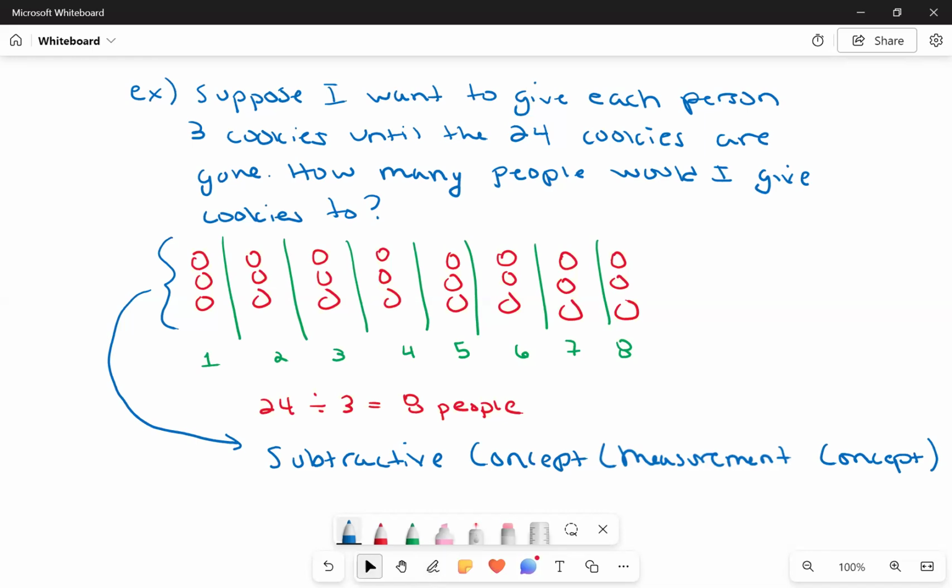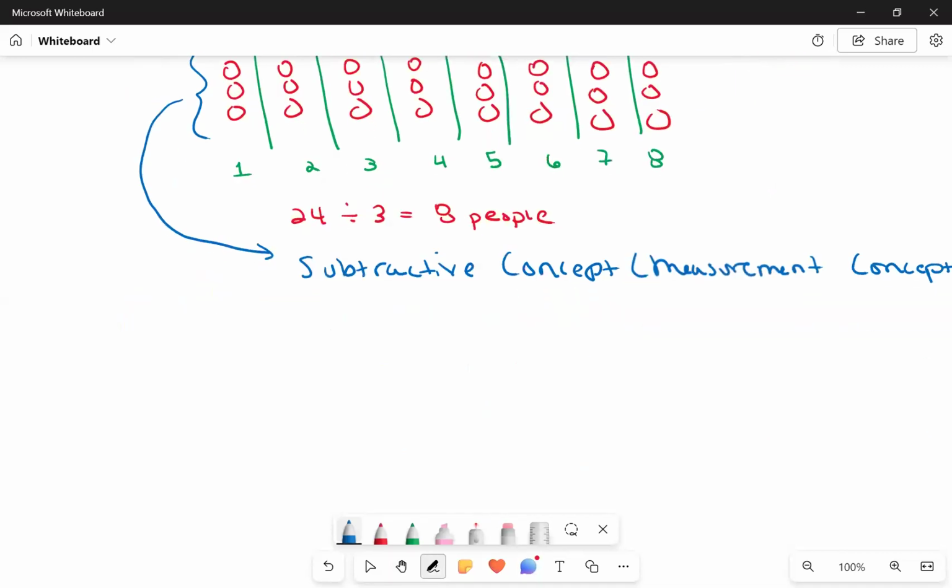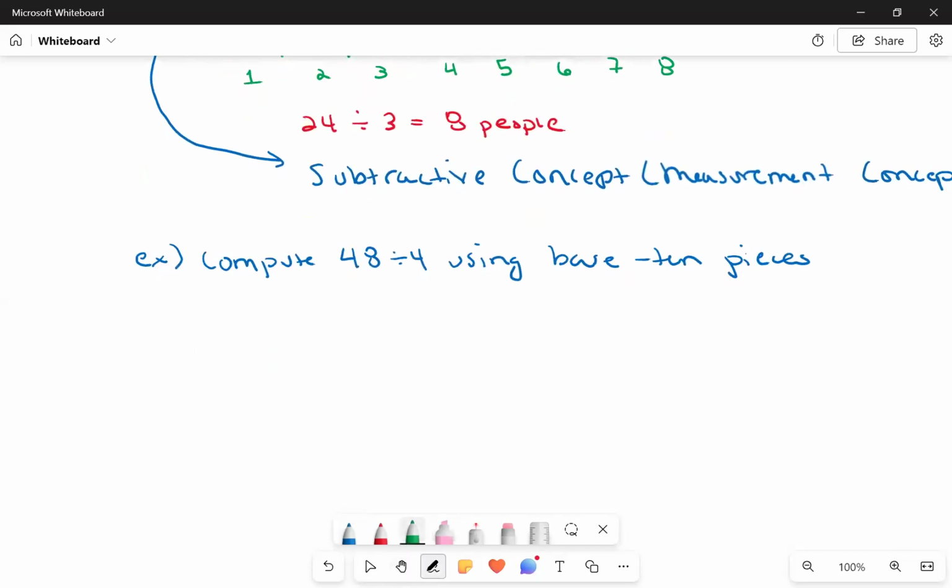Okay, now let's view this from the angle of the base 10 pieces that we had been working with previously. So let's say we want to compute 48 divided by 4. It's a funny looking division. Sorry, 48 divided by 4 using base 10 pieces. So what I think about is, maybe I should start by drawing 48 with base 10 pieces. Let me do it this way.